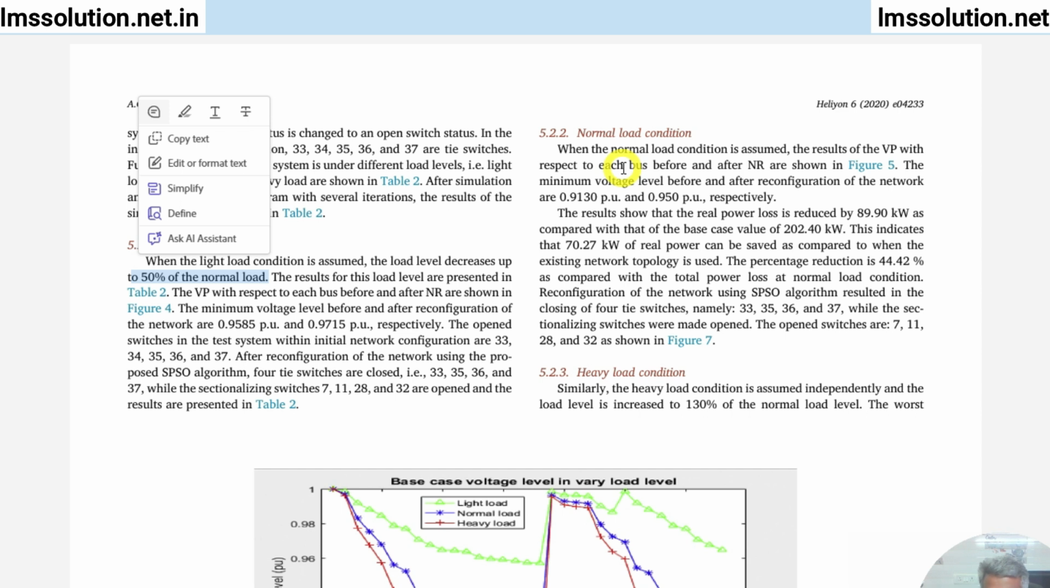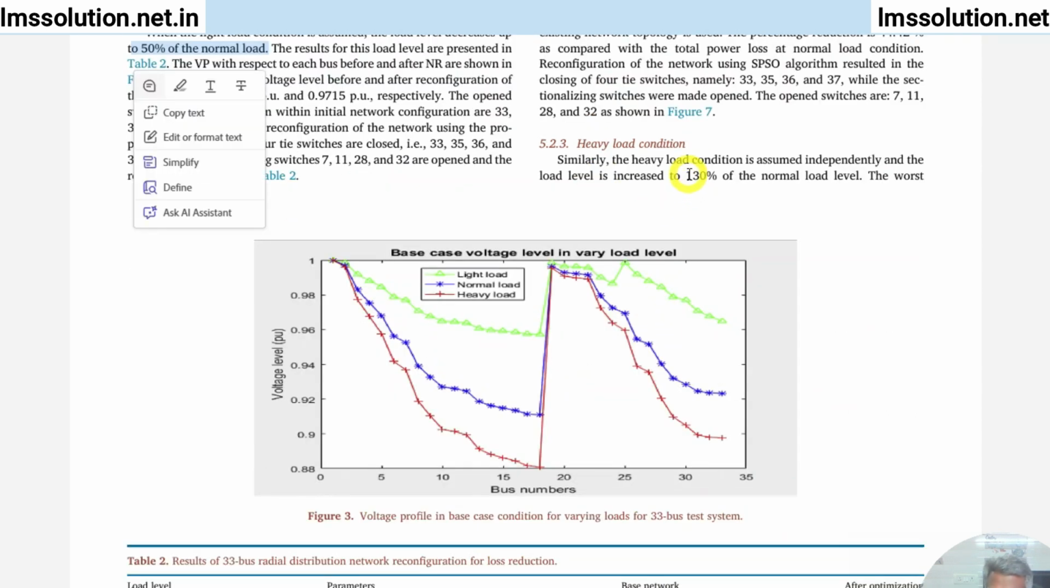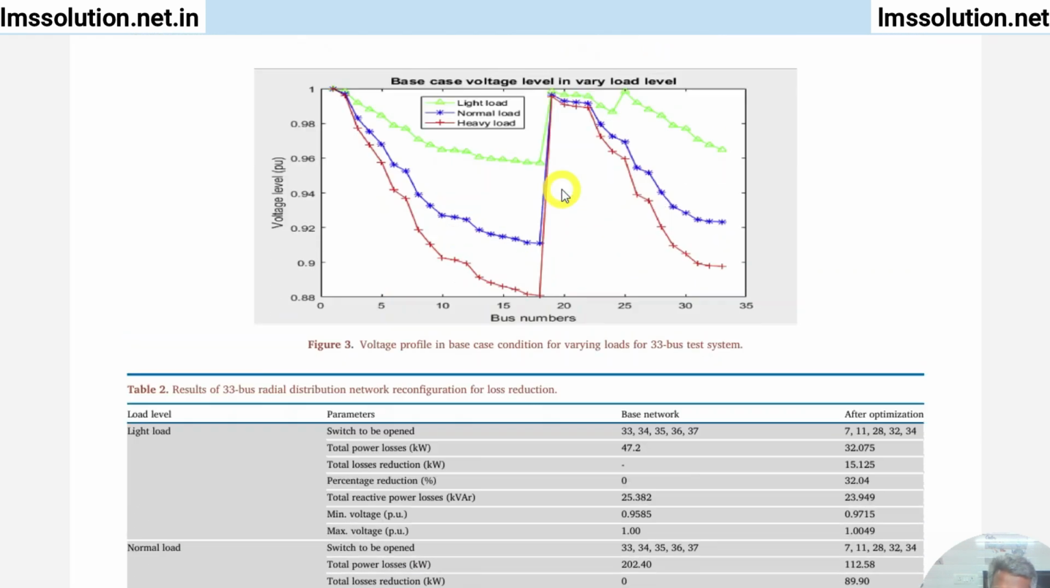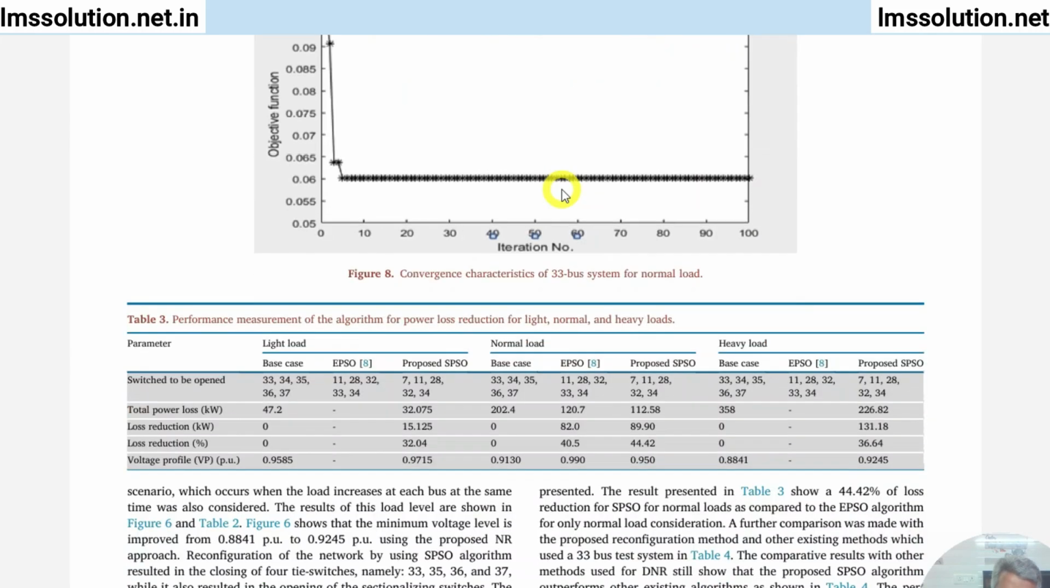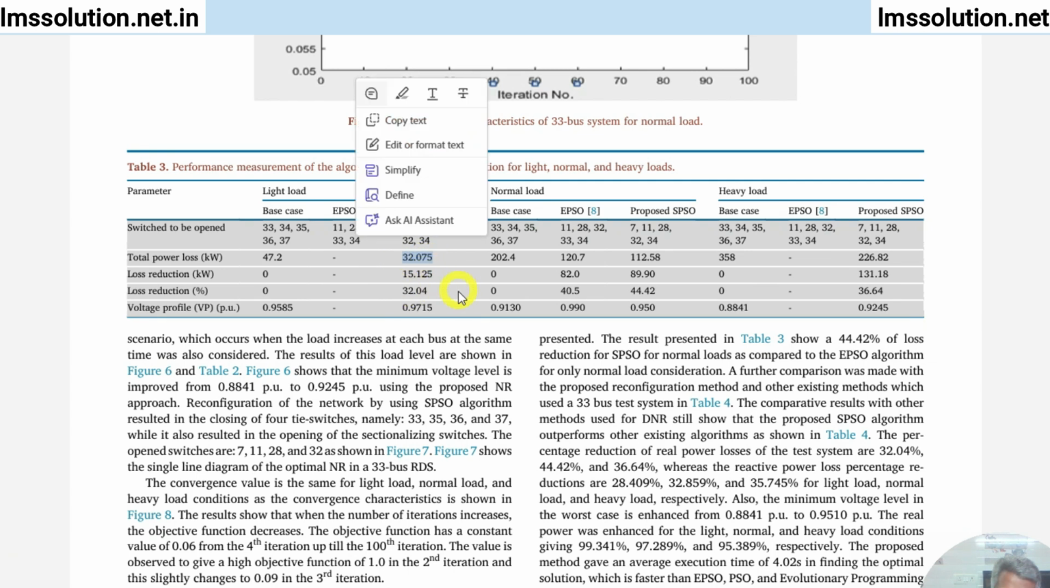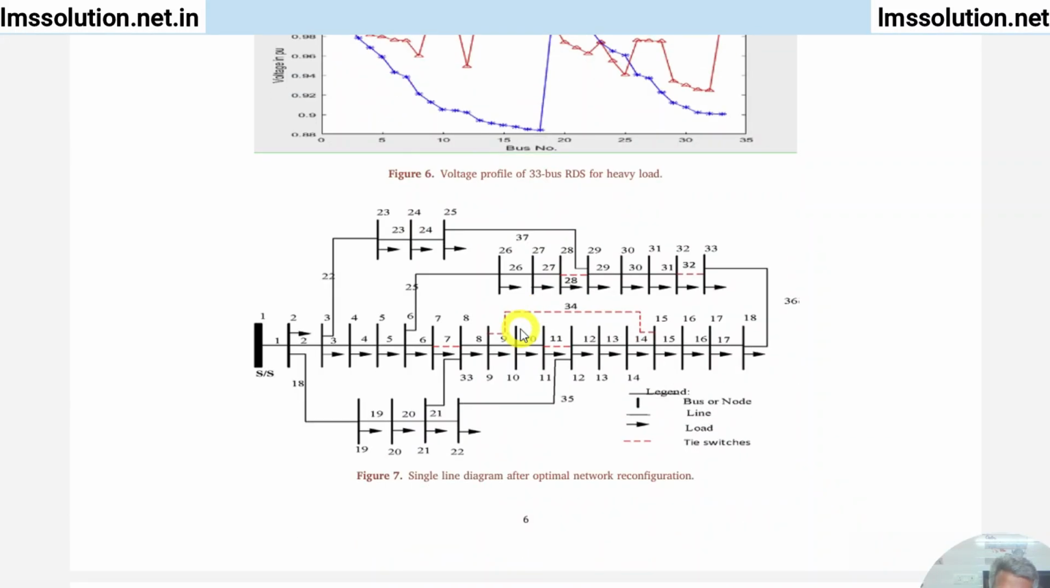You have to find out the switch details, and then for heavy load they are considering 130 percent, right? So 1.3 times the normal load you have to apply and then you have to find out these losses. Okay, so here you see that you have to find out the total loss, the loss reduction and the voltage profile details. Okay, and here you see, right, the single line diagram after optimal network configuration.